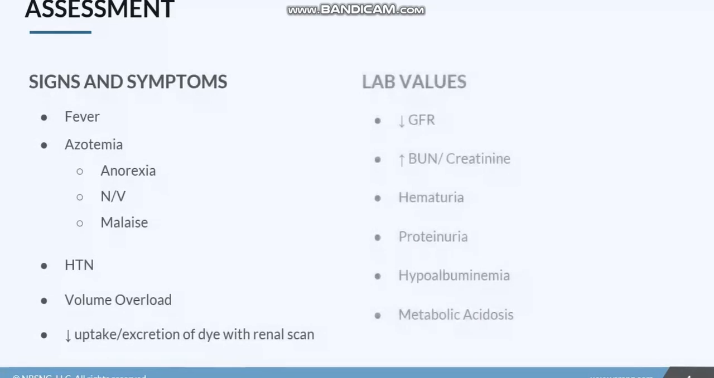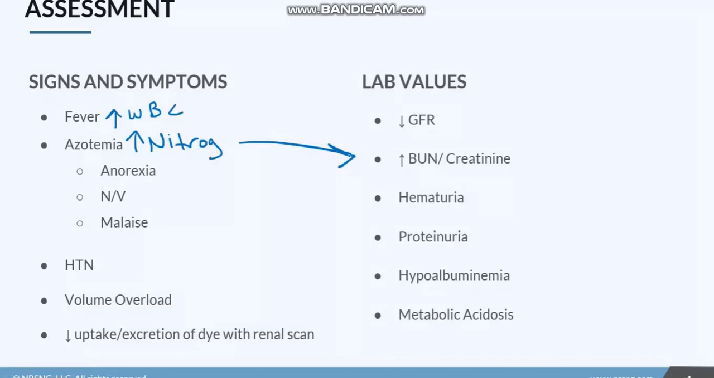So, in addition to seeing those signs of infection because of inflammation, like fever or possibly increased white blood cells, we're also going to see evidence of impaired kidney function. Now, that azotemia, that's your increase of your nitrogenous waste products in the blood. So that's when you start to see things like your BUN and creatinine elevating. That's going to cause things like anorexia, nausea, vomiting, malaise. People are just going to be fatigued. The retention of water and sodium is going to cause hypertension and volume overload and edema.